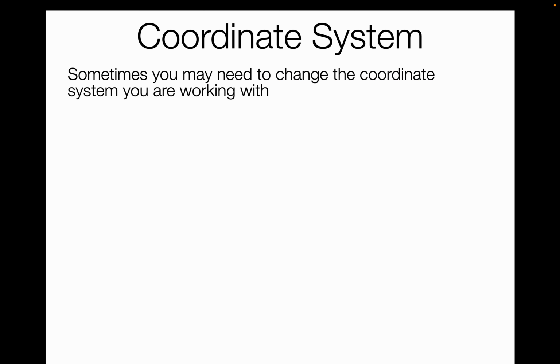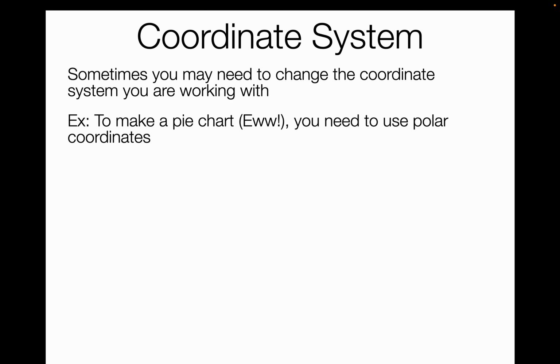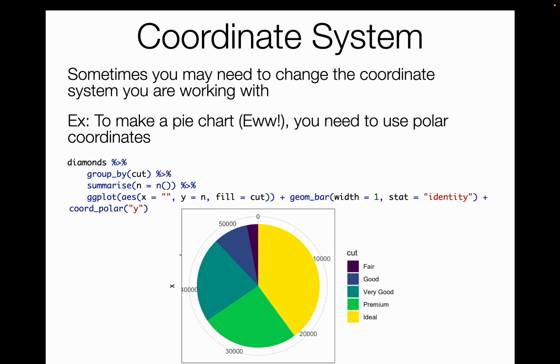Okay, so that's faceting. We won't do a lot of faceting, but it may come in handy at some time. And the last is a coordinate system. Now, I show you how to make a coordinate system with making a pie chart. A pie chart is actually really hard to make in base ggplot. To make a pie chart, I need to use polar coordinates. Now, as a side note, I don't like pie charts, so it says ooh. If you like pie charts, I'm sorry.